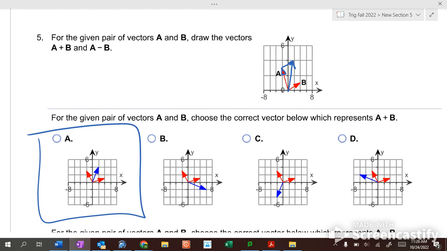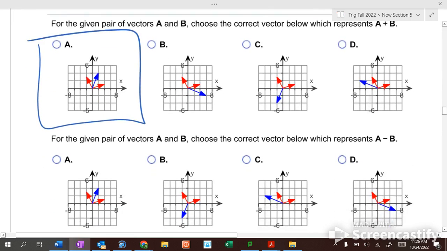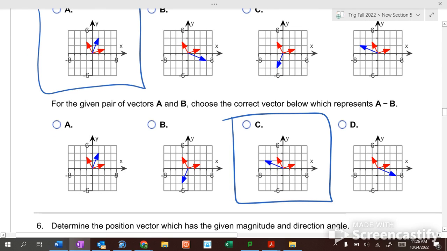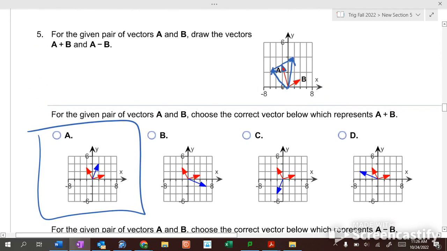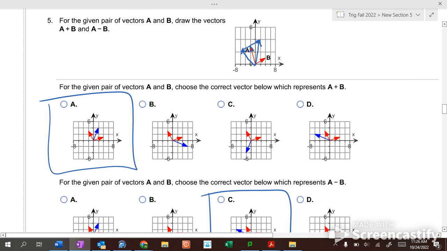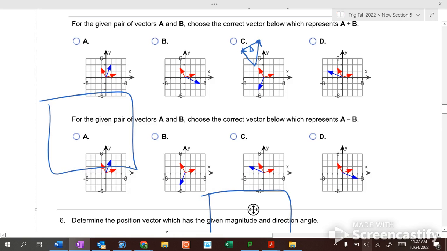A minus B goes the opposite way. B would go the opposite way. Should be off this direction. So A minus B would be off this direction. That's called the head to tail method instead of adding up component form because we can't really tell where that is. Okay, it's hard to tell where it is to write down the component form. So we just use the head to tail method to figure that out.